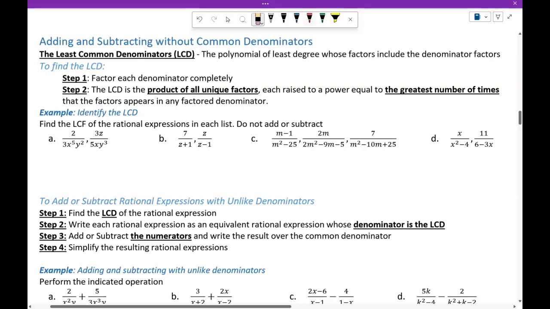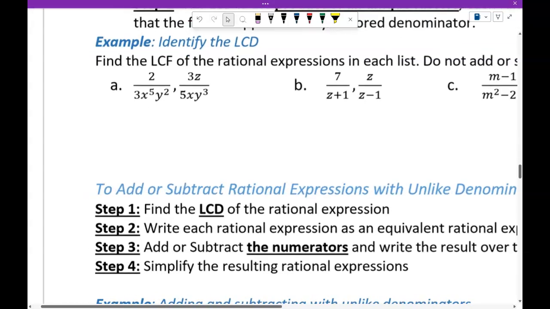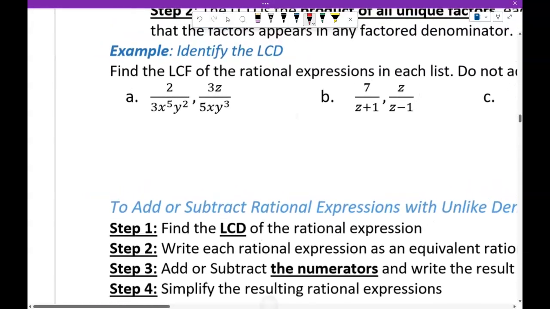Then, this is the fun part. We want to identify all the unique factors, and then the least common denominator will consist of all the unique factors raised to a power equal to the greatest number of times that the factor appears in any single denominator. So let's go ahead and dive right in. We want to go ahead and find the LCD of these rational expressions.